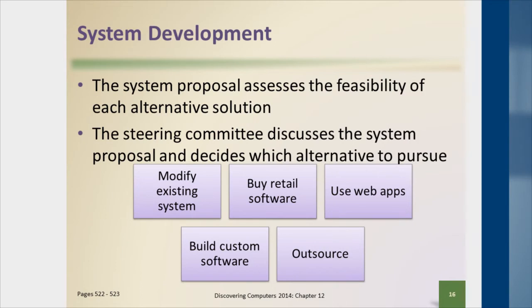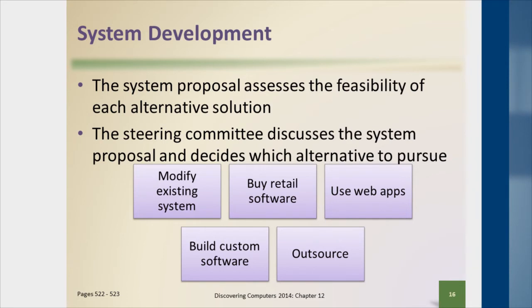The system proposal is going to assess the feasibility of each alternative solution. In other words, each solution is not necessarily going to have the same feasibility, the same economic feasibility, the same time feasibility, etc. So some of the different choices that we've got: we can potentially modify the existing system, we can buy retail software, we can use web apps, we can build custom software, or maybe we outsource. Each one of these has a different feasibility to it.